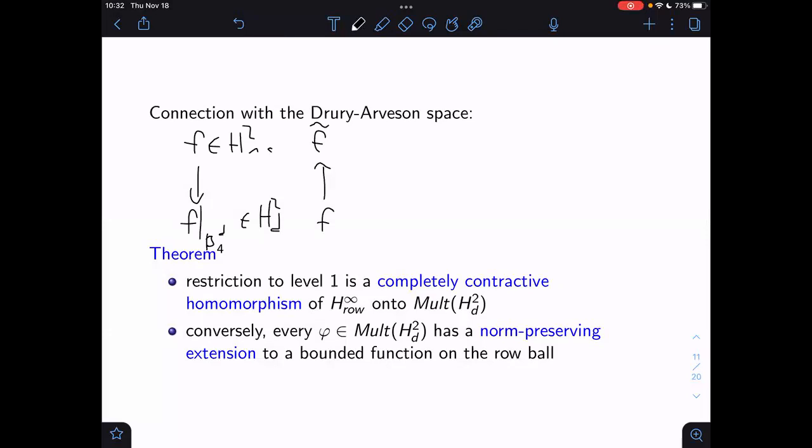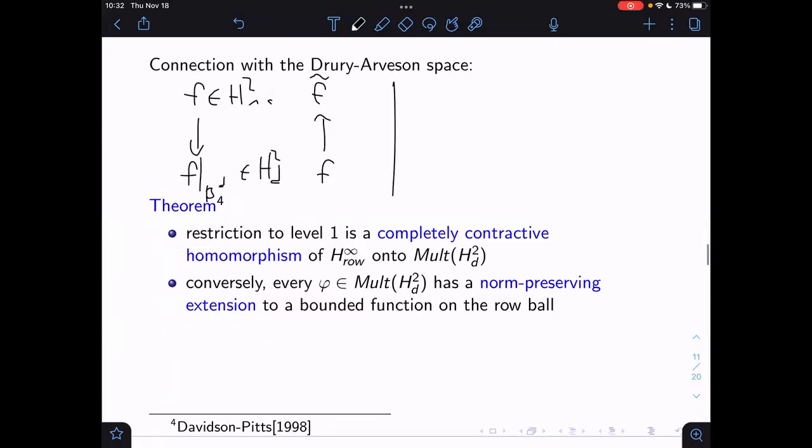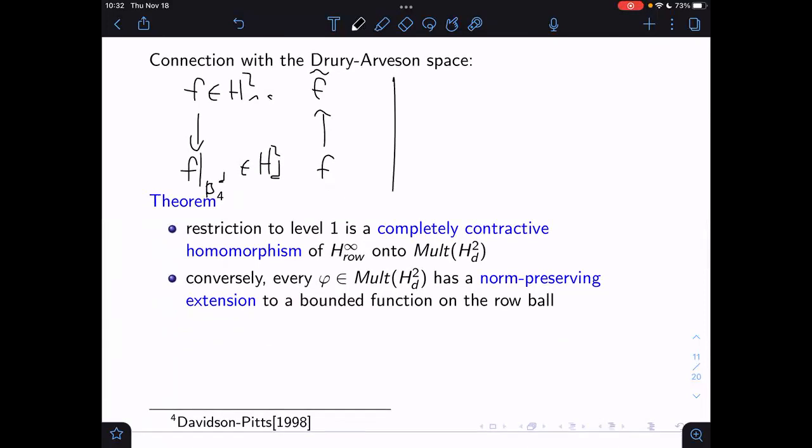And then the next theorem is a result which I'm stating in this NC function theory language, which wasn't how it was originally formulated. It was originally formulated in terms of just this free semigroup algebra. But the point is the same thing happens for the multipliers. This is the Davidson and Pitts theorem: if I take a left multiplier of the NC Hardy space, which I'll write as NCH infinity, and restrict it to level one, that's a multiplier of the Drury-Arveson space. That restriction map is a complete contraction on operator algebras, and it's even a complete quotient map.